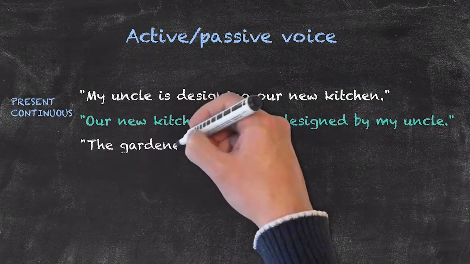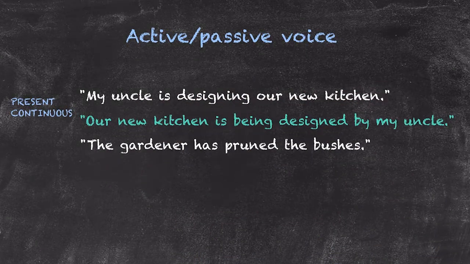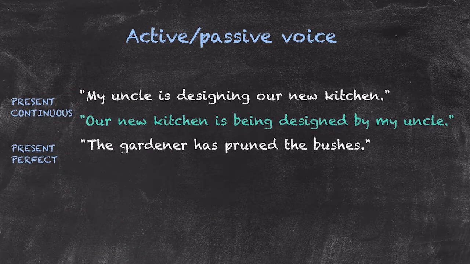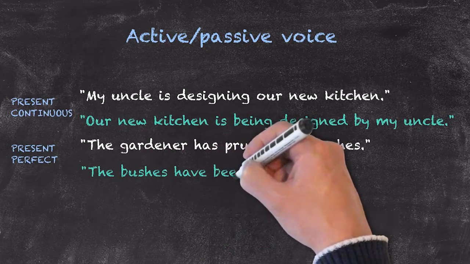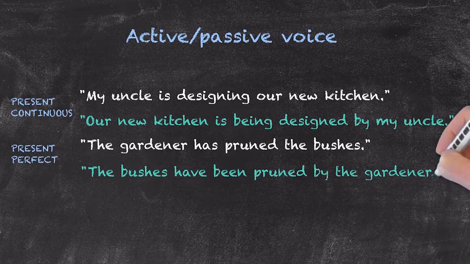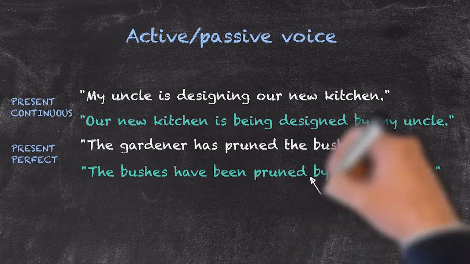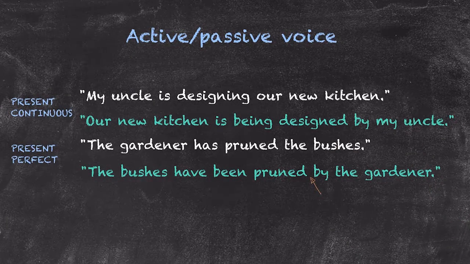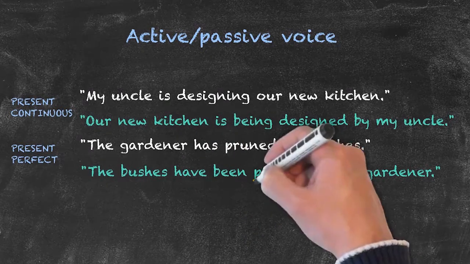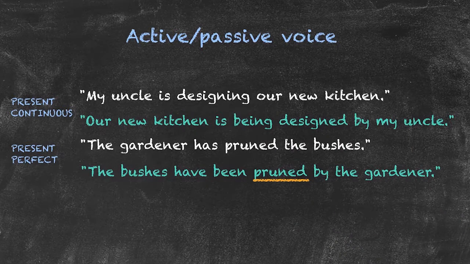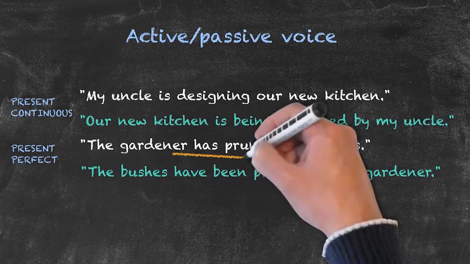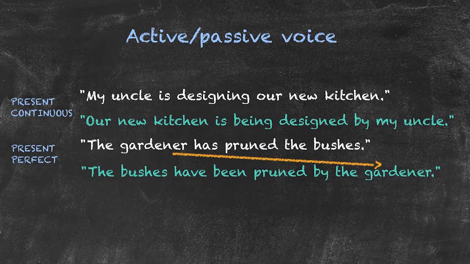Now, the gardener has pruned the bushes. Again, we need to look at the tense, which is present perfect. Changing it to the passive voice, it becomes the bushes have been pruned. And if we choose, we could add by the gardener, although we don't have to, as it's not important. Again, it's the same tense, the present perfect, with have been. The main verb has switched to the past participle form, the object of the sentence has gone into the subject position, and the original subject has been added at the end.